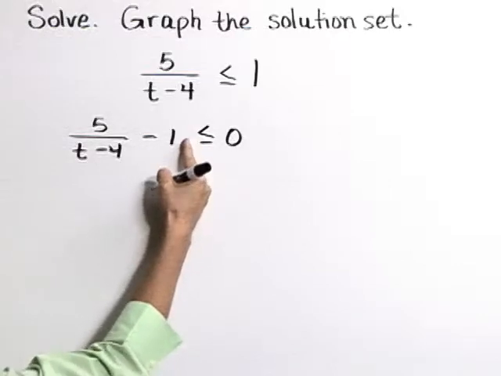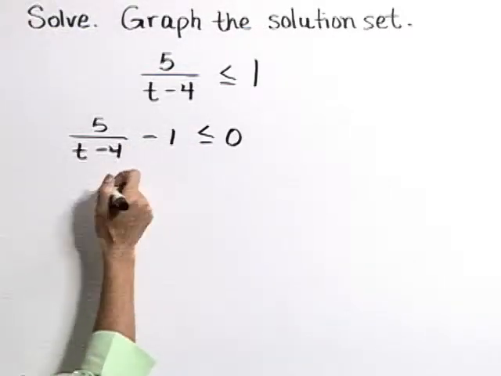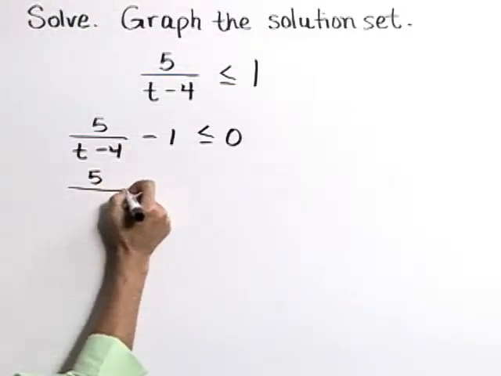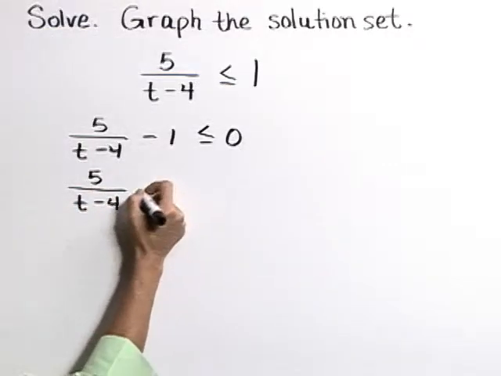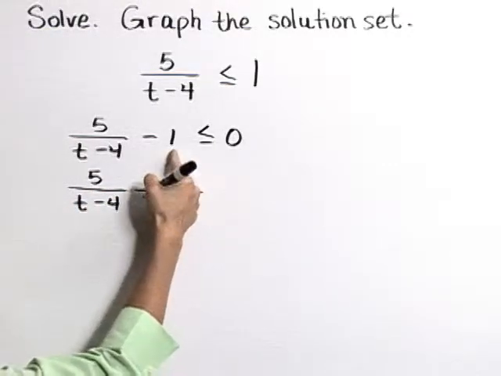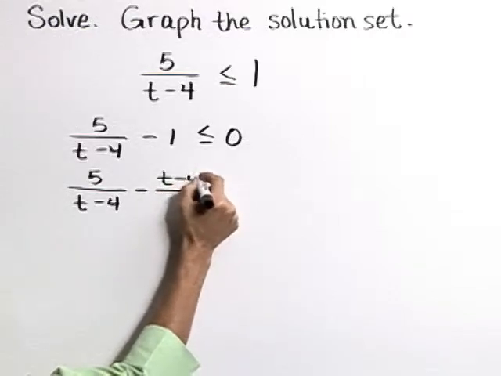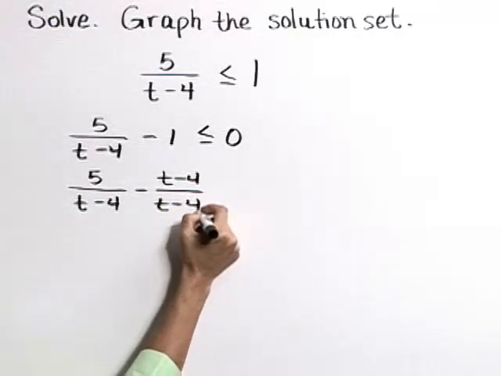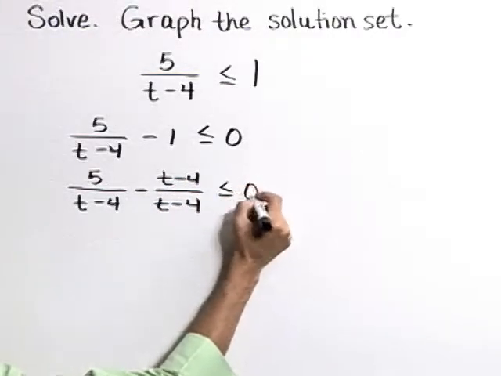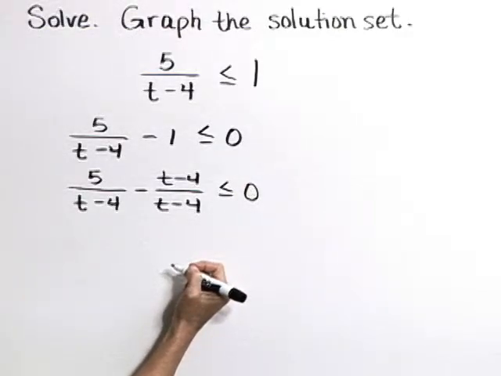Next, let's get a common denominator here and combine these terms. So this is 5 over t minus 4 minus 1, which is equivalent to t minus 4 over t minus 4. That's less than or equal to 0.